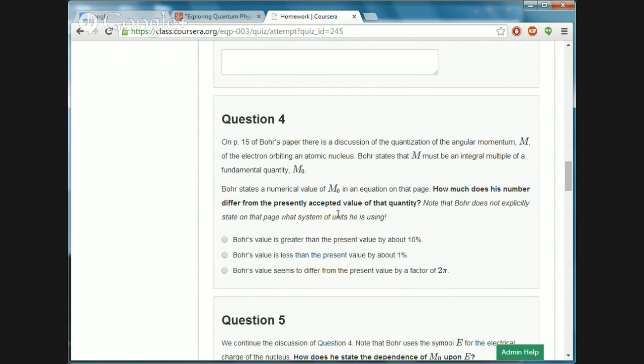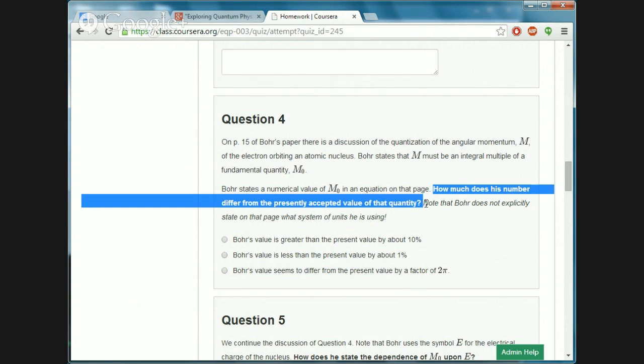Well, earlier in the paper, he says something about using the conventional units. He gives a numerical value in his paper. So my question is, how much does his number differ from the presently accepted value of that quantity? And by the way, in the course material it said, whenever fundamental constants are involved, you're to use the following as a reference. It's the NIST reference database on fundamental constants.